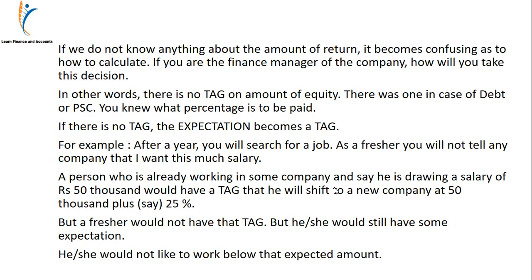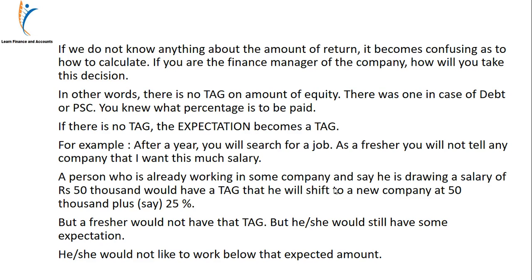Now, in case of interest, in case of debt, we knew that what is the rate of interest that has to be paid to the bank or the money lender. So interest was fixed and it was known. But in case of equity, dividend is not known. How much dividend is to be paid, the company does not know this. And the investor also does not know what dividend is the investor going to get.